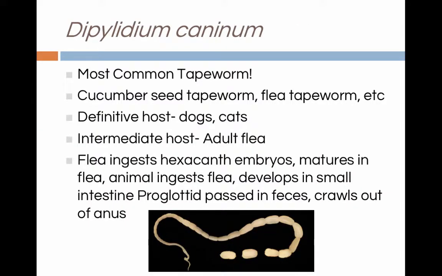So let's start out with the common tapeworm of dogs. This is Dipylidium caninum. It's also known as the cucumber seed tapeworm, the flea tapeworm. There's lots of different names for it, but honestly, what you're going to hear it called in practice is just the tapeworm. It can affect both dogs and cats. We've covered this one a little bit before, so if we were in class live together, I would ask, what is its intermediate host? I hope you all just said flea. Yes, the intermediate host is a flea.